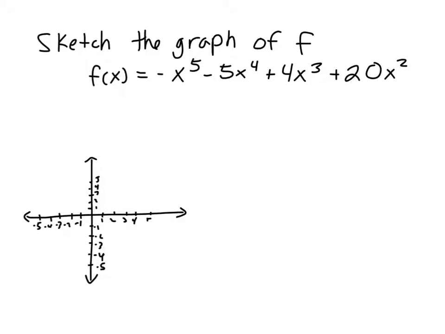In this video, we're going to sketch a graph of a polynomial function. The first step is to determine the end behavior. Here we see the leading term. The leading term is negative x to the fifth. The power is odd, so we're either going to have a graph with end behavior like this, or it's going to be end behavior like that. And if the leading coefficient is negative, then it's going to be like this.